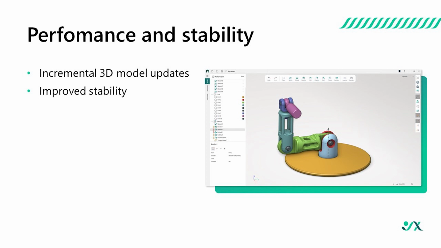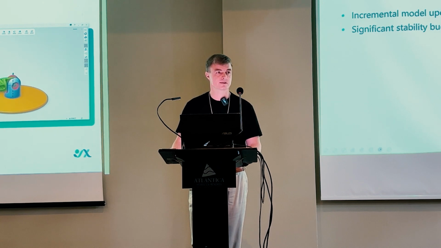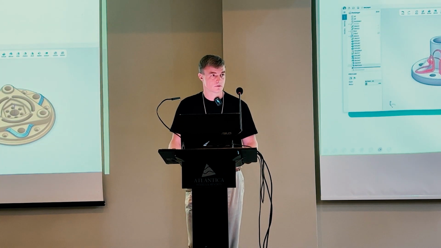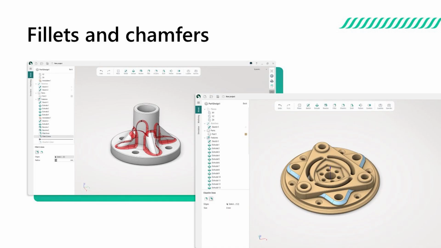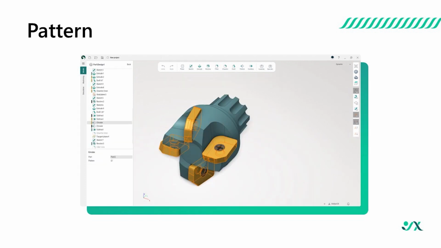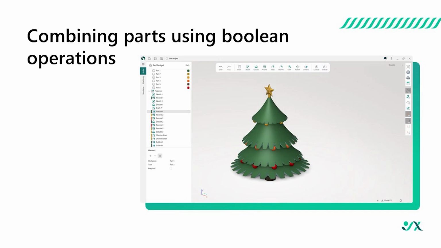It means that when we change a dimension of the model, we recalculate only the dependent solids, the solids that depend on this dimension. So it's much faster right now. And sure, we fixed a lot of bugs. We added the new operations fillets and chamfers. We added the new operation draft that allows us to incline surfaces. We added patterns that allow us to multiply solids and surfaces. We added Boolean operations right now.